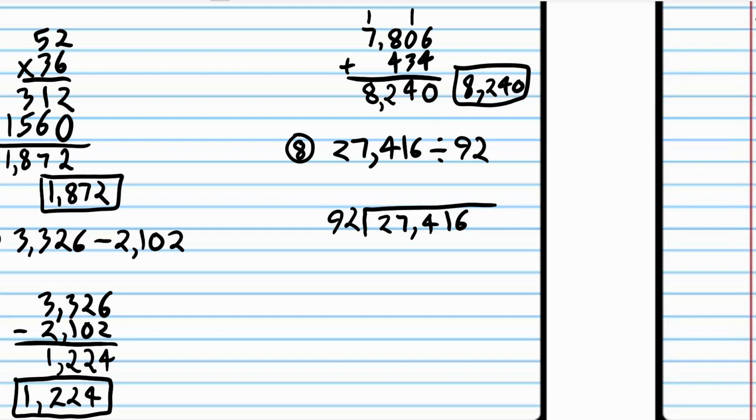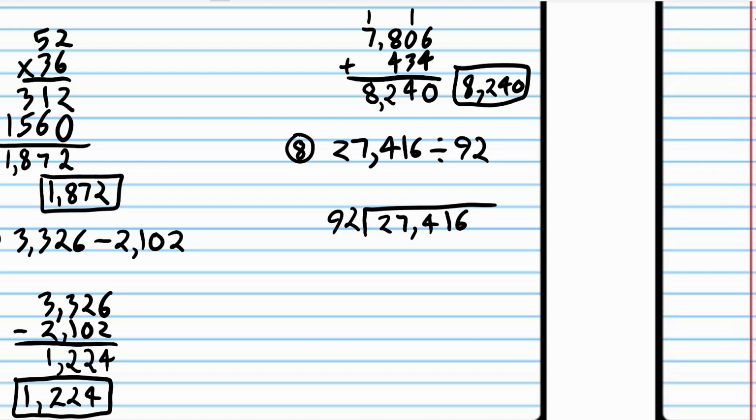So remember this algorithm. 27,416 divided by 92. This is just an algorithm to help us. We're trying to figure out how many times 92 goes into 27,416, but that's going to take us all day long to figure out. 92 plus 92 plus 92 plus 92. How many times does it add up to go into 27,416? I don't know. So we're going to use our multiplication facts and this long division algorithm to help us figure out the answer in a reasonable amount of time.